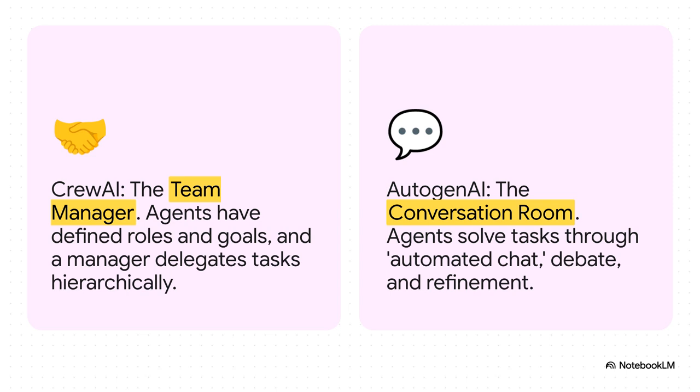On the other hand, you've got AutogenAI, which is less like an office and more like a conversation in a conference room or maybe a debate club. Here, agents solve problems through an automated chat, where they argue and refine ideas until they find the best solution. This is perfect for those messy, complex problems where you don't even know the right path forward at the start.